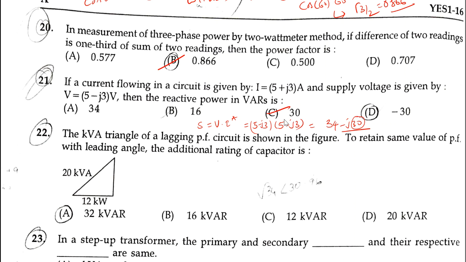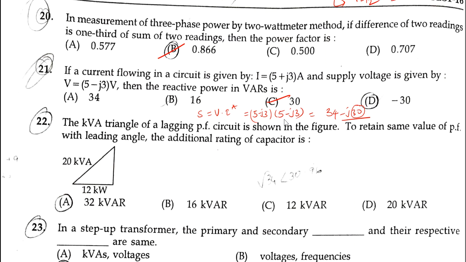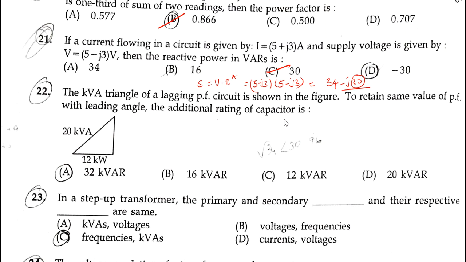Next one. The kVA rating of the lagging power factor load is shown in the figure. To retain the same value of power factor with a leading angle, the additional rating of the capacitor is? A simple concept here. I'll redraw the circuit again. Here we have 20 kVA and 12 kilowatts. This will have some power factor. To retain the same value of the power factor with a leading angle, we need to calculate here.